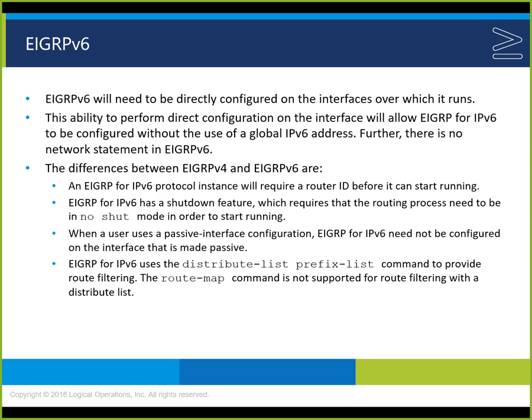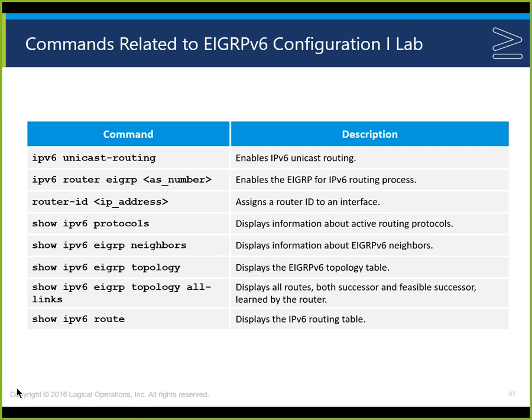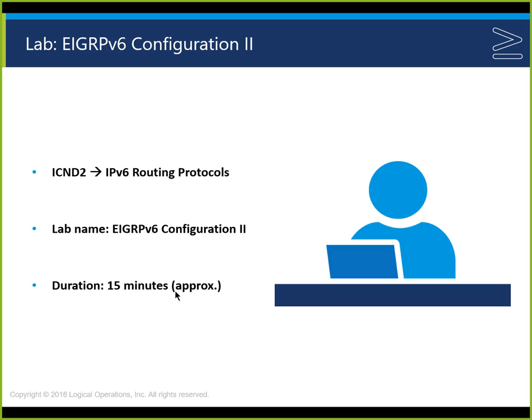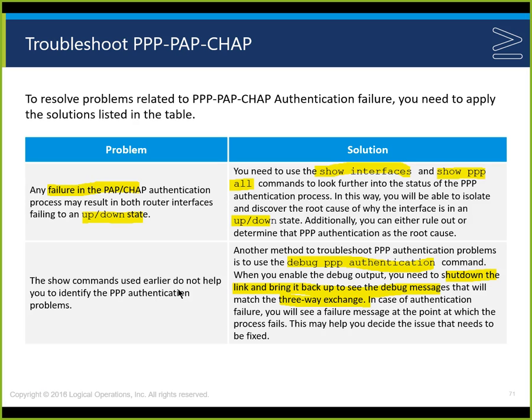IPv6 uses the distribute list prefix list command to provide route filtering, and the route map command, which is something that we don't normally really talk about in CCNA, is not supported for route filtering with the distribute list. So that takes care of the EIGRPv6 lecture. A few troubleshooting slides, and when we get to frame relay, I'm not going to do frame relay because it's no longer part of the objectives.